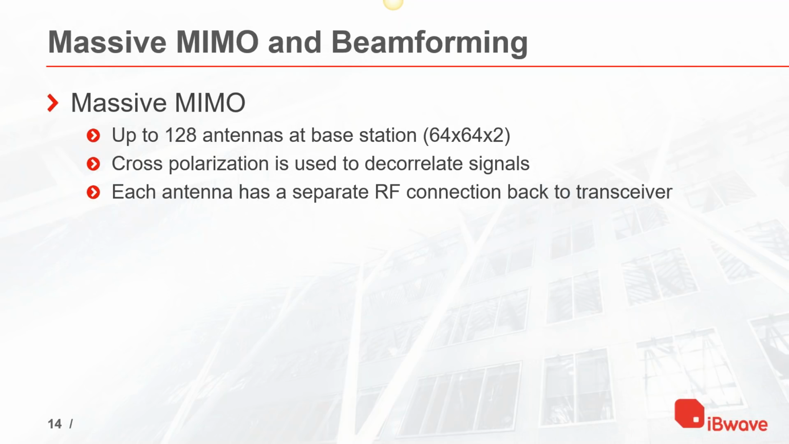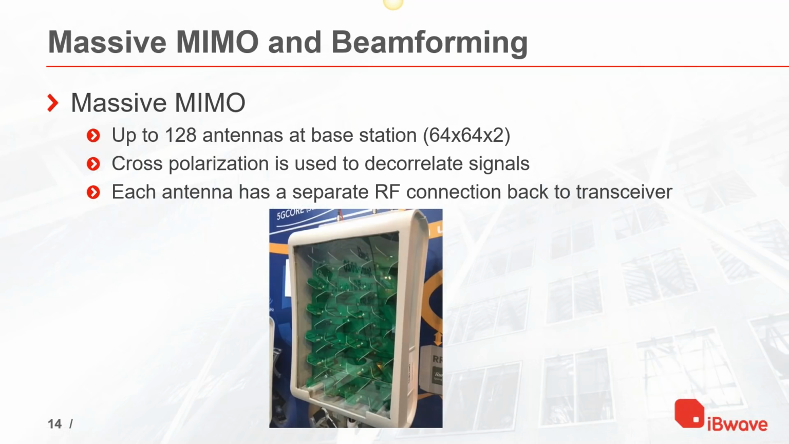So basically 128 antennas, 128 connections back to the transceiver. So how does that look? Well, it looks something like this. This is a picture that has been taken at Mobile World Congress in Barcelona, and care has been taken to remove all the references to who the manufacturer was. And to be honest, I don't even remember who that was.